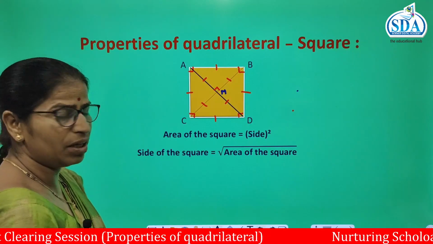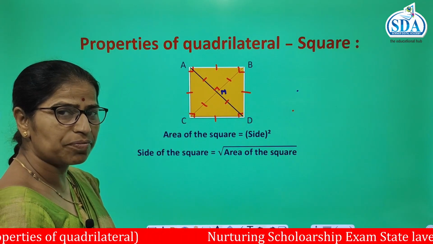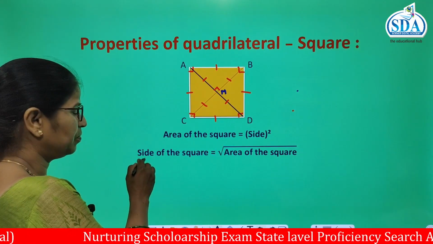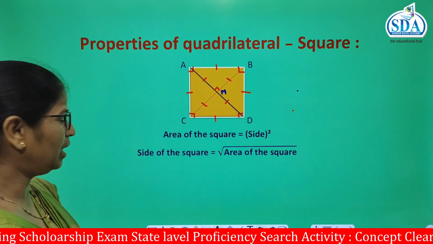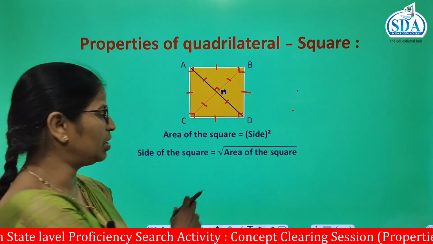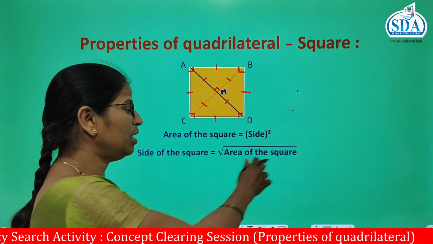And we can find the area of square by the formula side squared. And if the area is given and we have to find the side, at that time we should use the formula: side of square is equal to the square root of the area given.